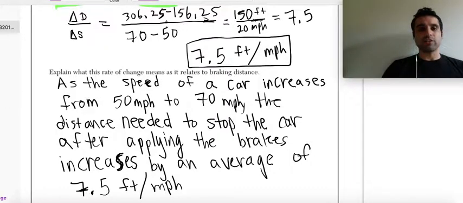So let's make sure we answer this properly. Explain what this rate of change means as it relates to braking distance. As the speed of a car increased from 50 to 70 miles per hour, the distance needed to stop the car after applying the brakes, that's the braking distance, increases by an average of 7.5 feet per mile per hour. All right, that was it.